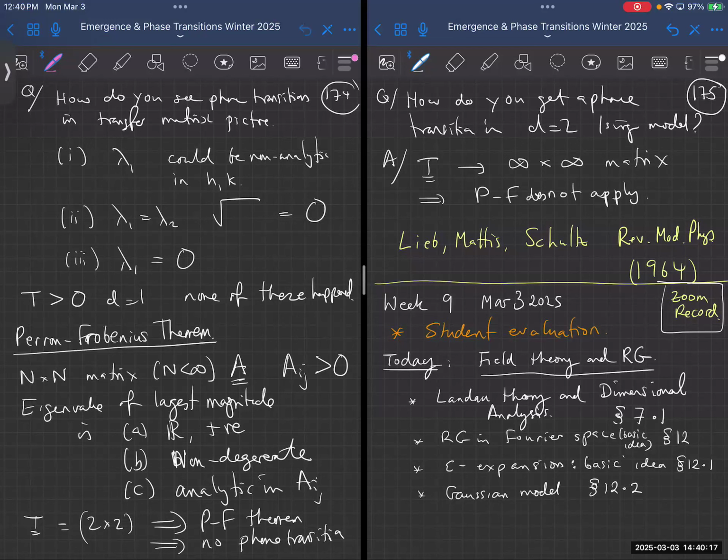So what I'm going to do today is talk about Landau theory, and show you how to write the partition function as a path integral, which we'll explain, and then we'll use dimensional analysis to solve the problem.